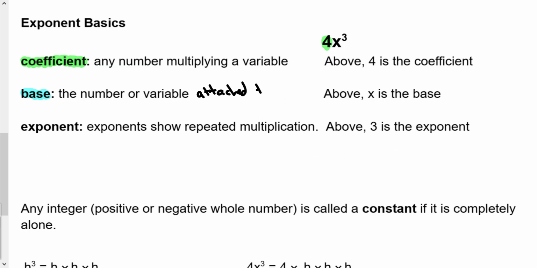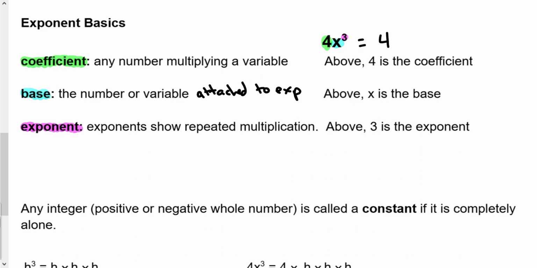So you can see that this base is the x, because that is actually attached to the exponent, which is the 3, the floating number, so to speak there. The exponent, though, is just showing repeated multiplication over and over and over again. So let's rewrite this one in expanded form to show you what this is without an exponent.